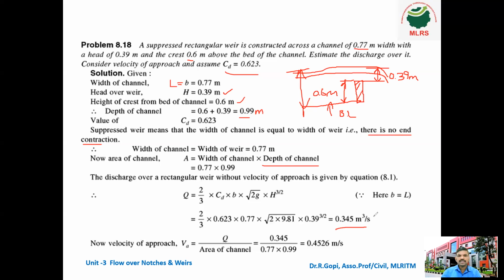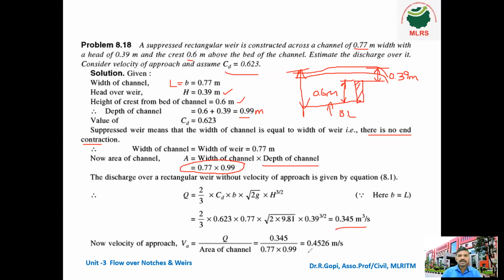So now calculate the velocity of approach. So VA is equal to Q divided by area of channel, which is equal to 0.345 divided by area. Area of the channel how much? We already calculated 0.77 into 0.99. So in this problem, area of the channel and area of the weir both are same. Okay.